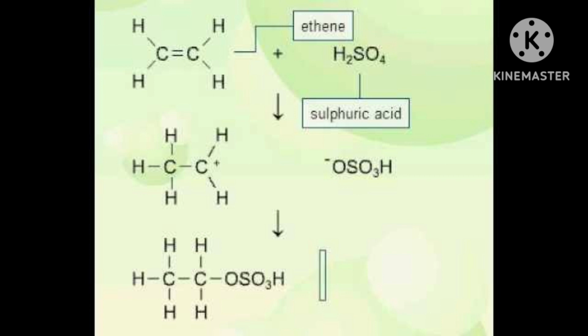Then the negative part will attach. Now only two carbons are there; I am taking the example of ethylene, so it can attach to any carbon. The H has gone, and the double bond, meaning the pi bond, is broken into a single bond. The H has gone to the carbon that had more hydrogens, meaning the CH2.